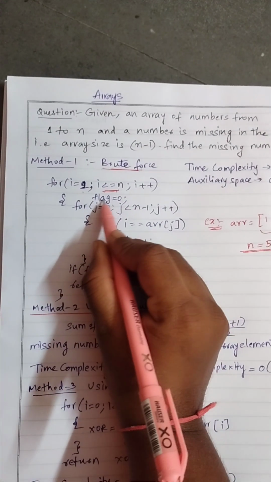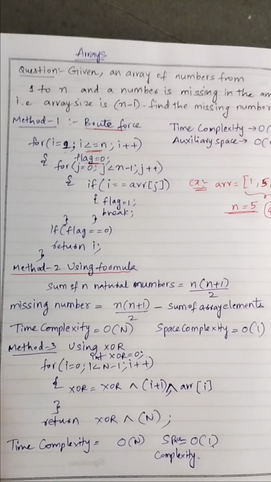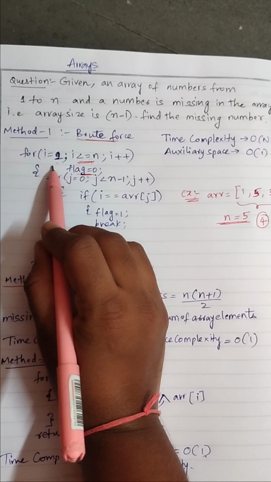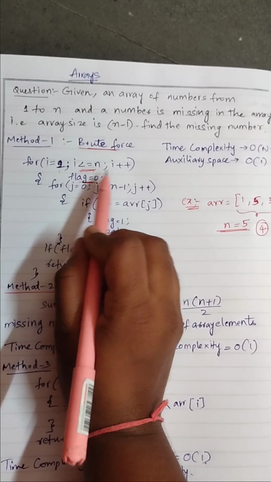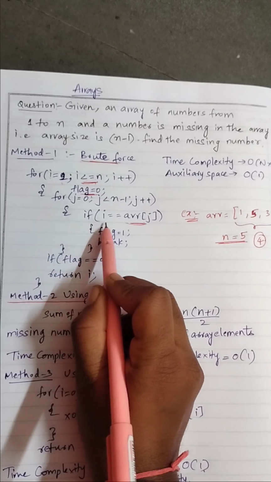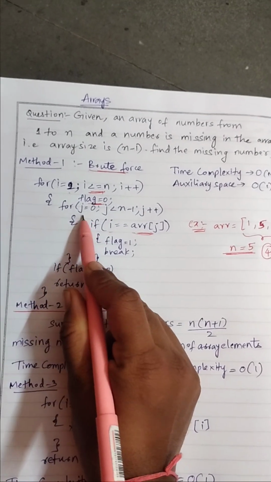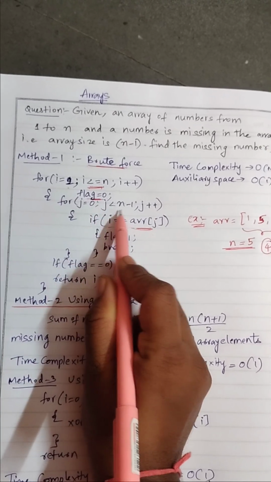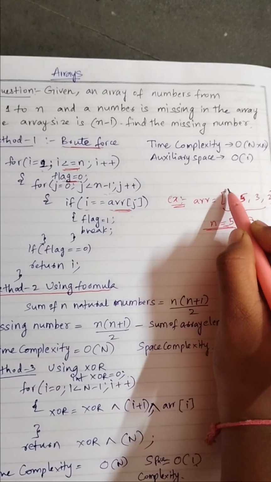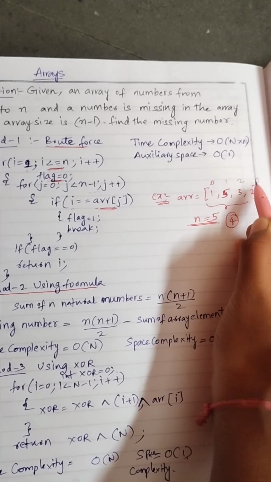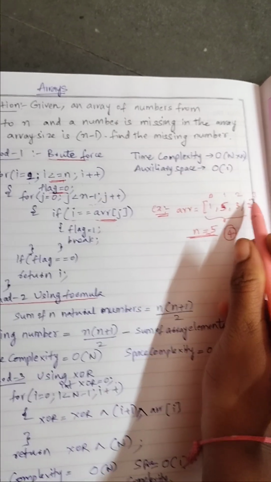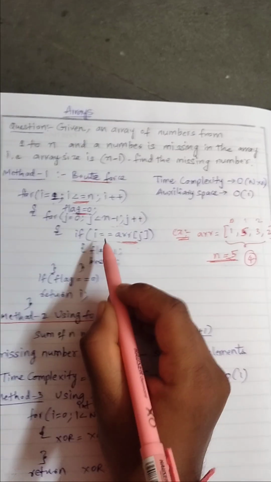And it is very important to take flag equal to 0 here. So here we need two loops. This loop is for the numbers from 1 to n, and we are going to compare them with the numbers stored in the array. I am comparing i with array of j, and this loop starts from 0 and goes to j less than n minus 1. For example, here indexes are 0, 1, 2 and 3. We should go till less than n minus 1, that is 5 minus 1, less than 4.